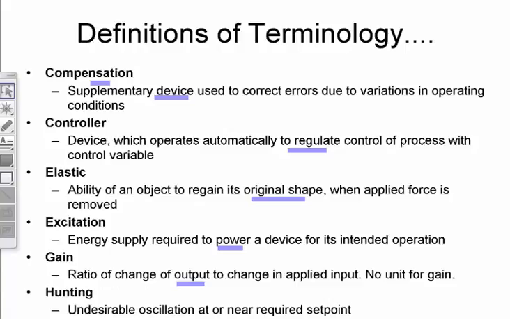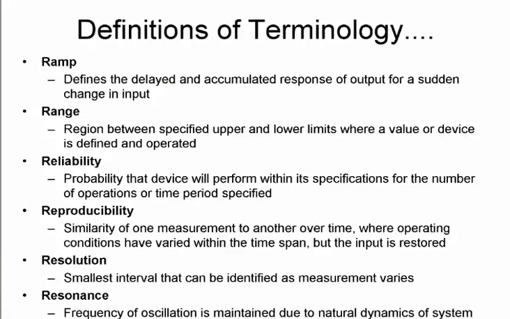So welcome, we've just looked at the initial few slides, and we're looking now at terminology. Then hunting is undesirable oscillation at or near that required set point. So it actually hunts for that set point, but it's now oscillating at a higher and lower value.